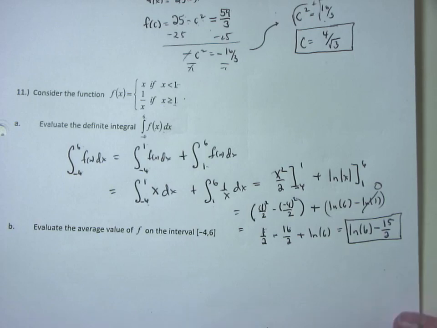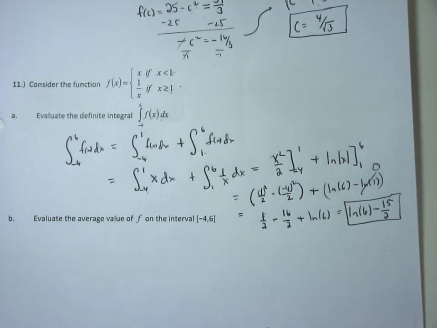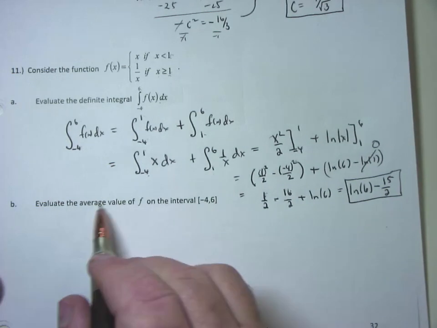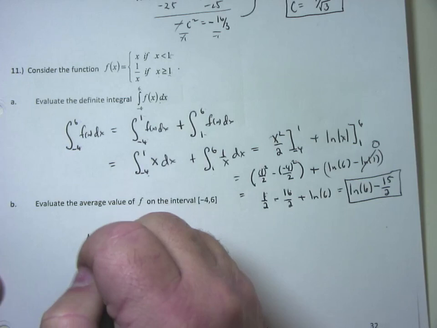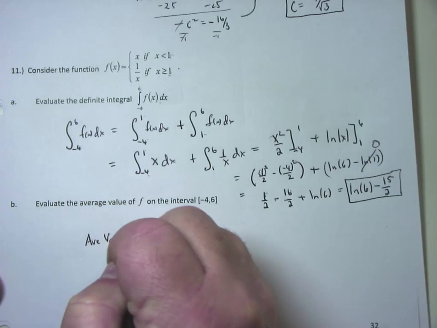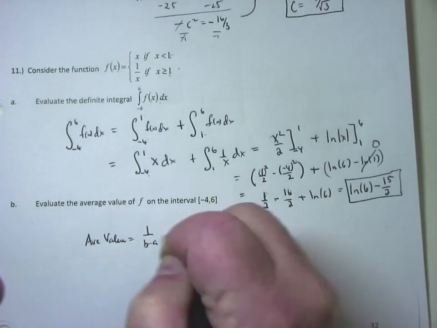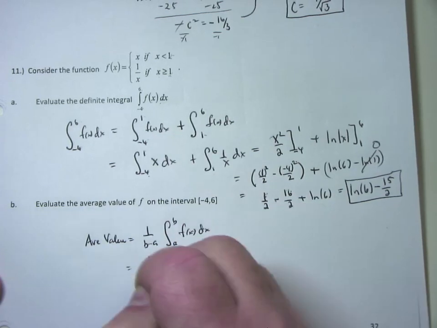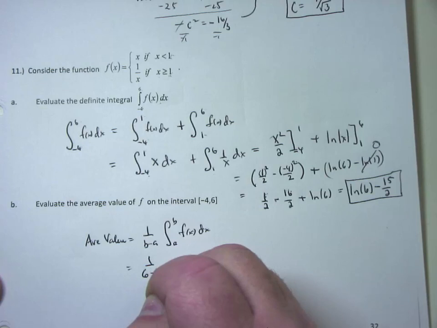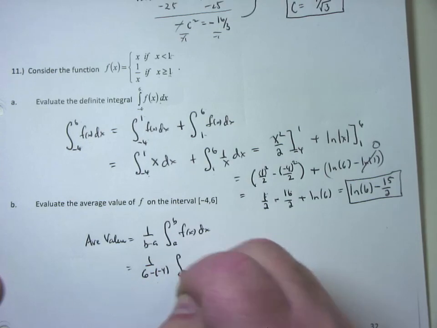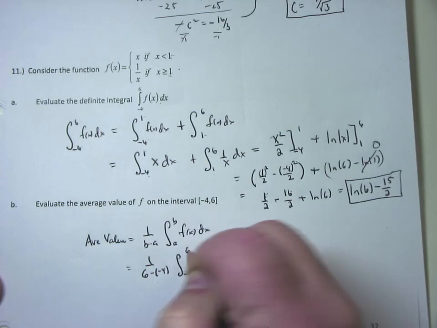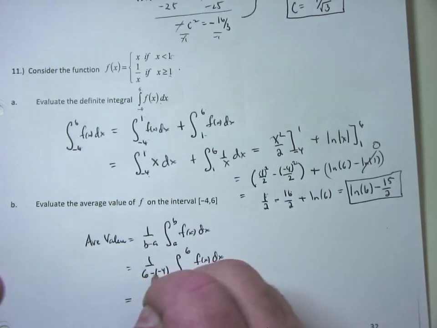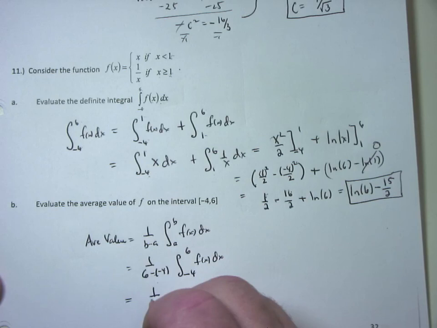Now, look at part B. We have a piecewise function on this guy. It says, evaluate the average value of the function. The average value is equal to 1 over b minus a times the integral from a to b of f of x dx. That'll be 1 over 6 minus -4 of the integral between -4 and 6 of f of x dx. This 6 minus -4 is what, 10?